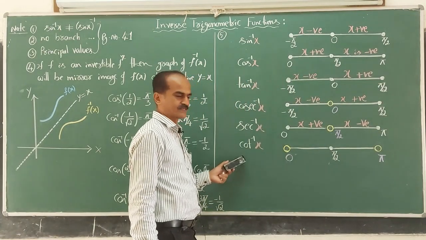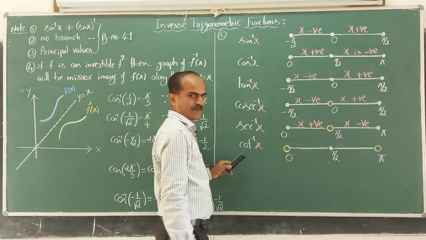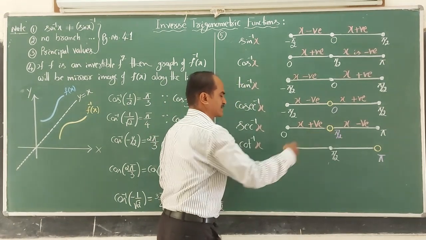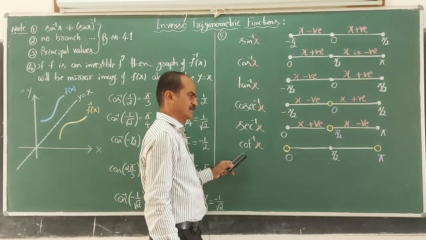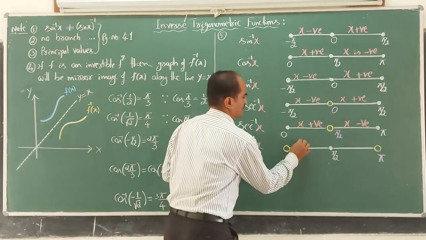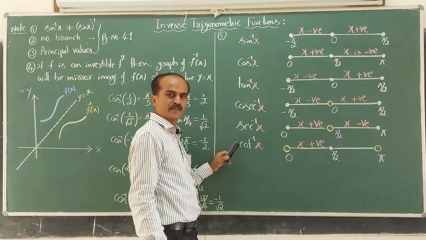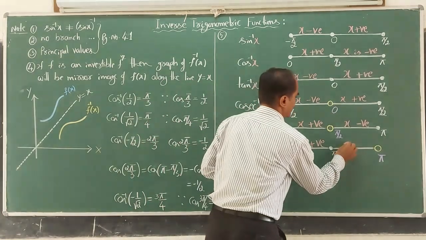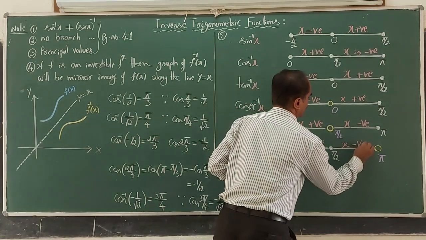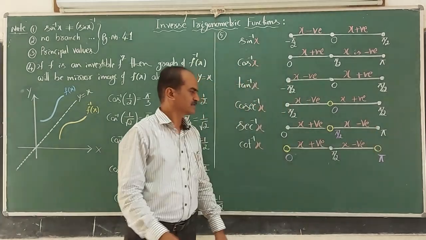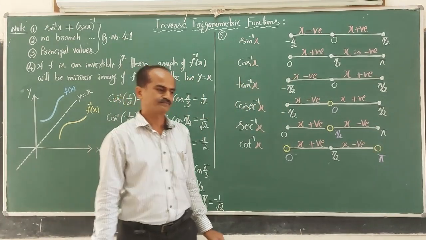Cot inverse x lies in the open interval 0 to pi. 0 and pi cannot appear as images under cot inverse. Now, when x is positive, it gives the angle in the interval 0 to pi by 2. When x is negative, it gives the angle in the range pi by 2 to pi.